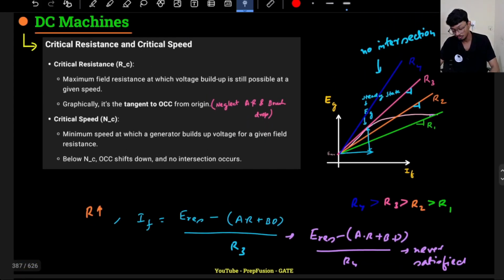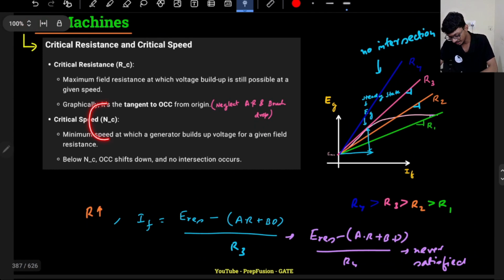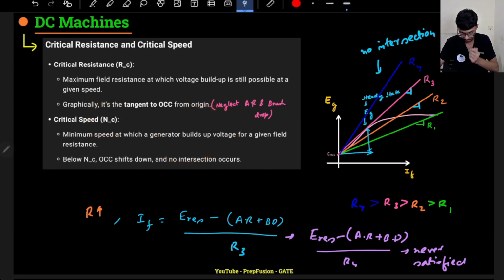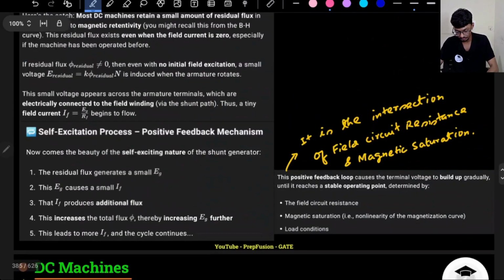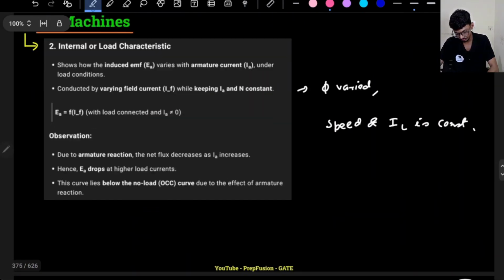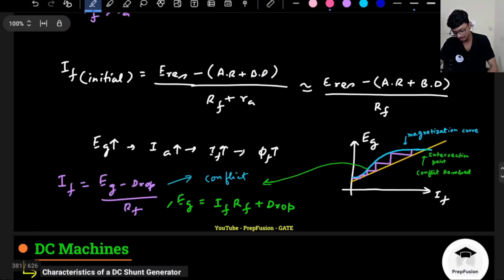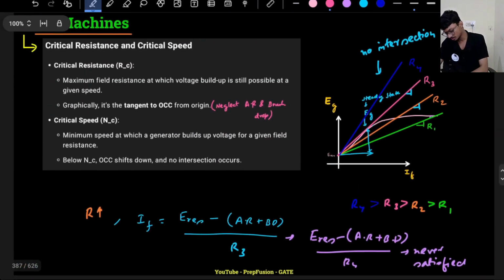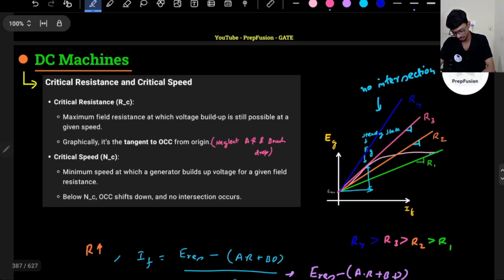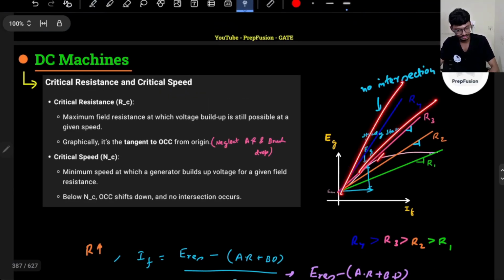Now what is the critical speed? Again, if my speed is less than the critical speed, then the voltage buildup will fail. As I discussed initially, there are two ways to shift the EG graph. One way is, of course, if I keep on increasing my R3, this slope will increase. If I reduce my speed, what will happen?